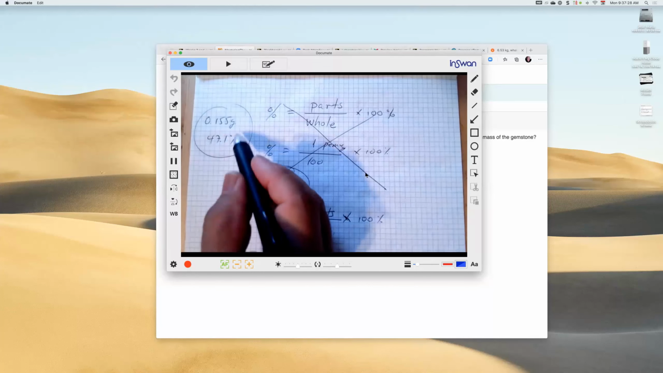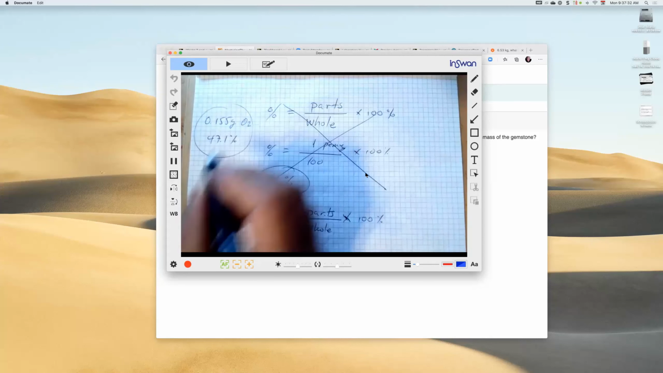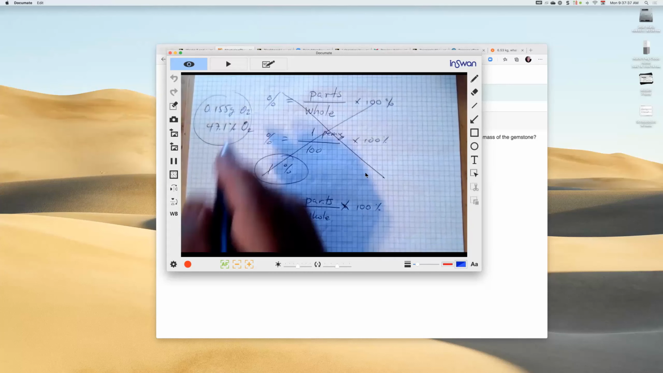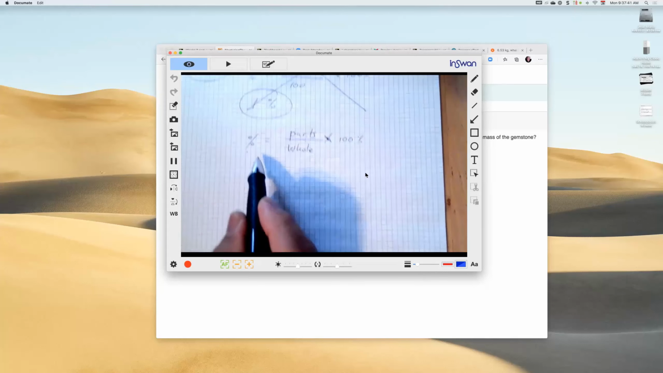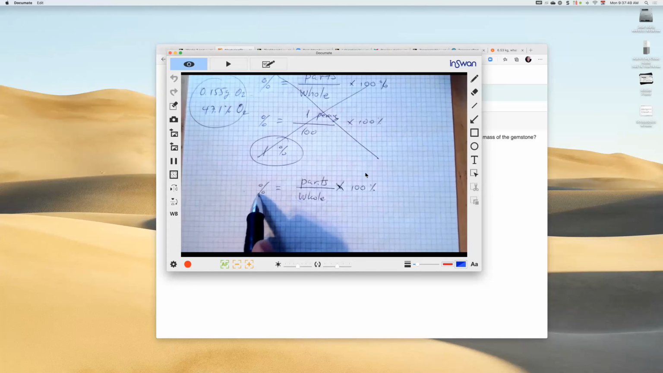Here are the two numbers. This is the mass of oxygen, and this is the percent of oxygen. Which of those two numbers do you think is this number right here? Is it the 0.155 or the 47.1 that goes here? 47.1. The 47.1, right? Yes.